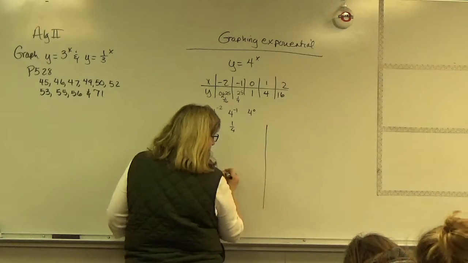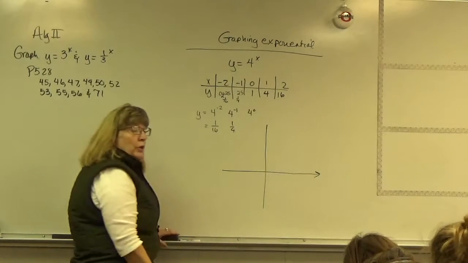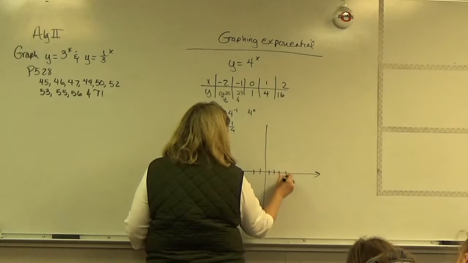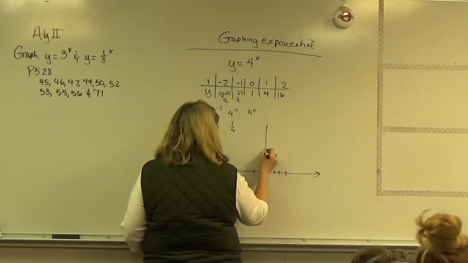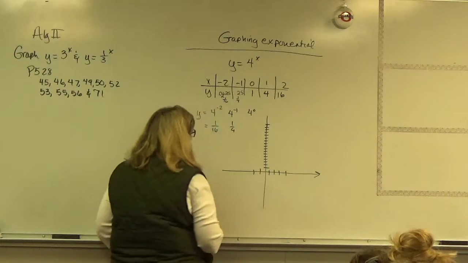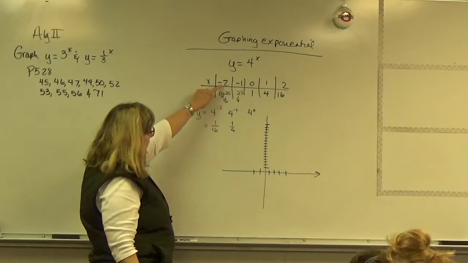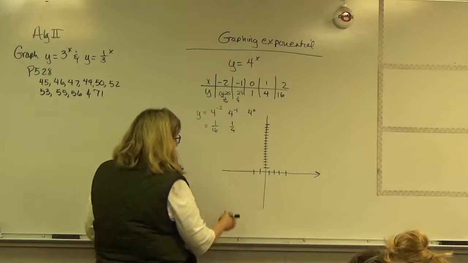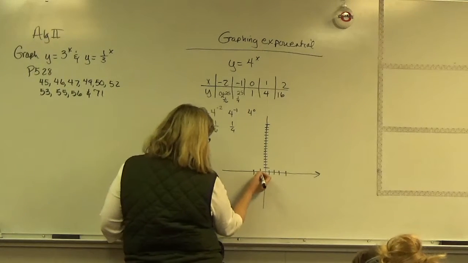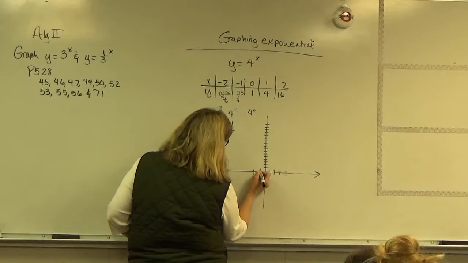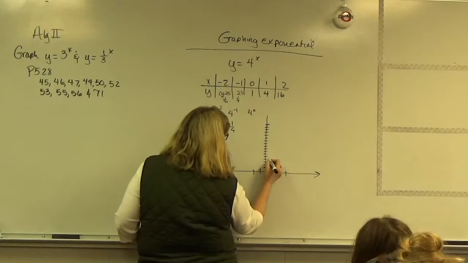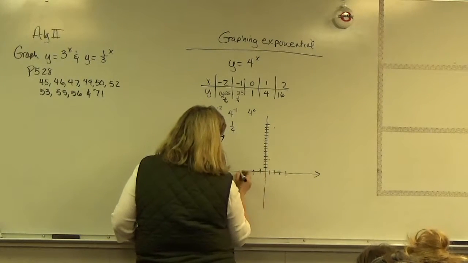Now, we're ready to graph, which you can either use T-graphs or you can use graph paper. Okay, so my first one would be go to the left 2 and up 0.0625. So not very much. Minute amount. Go over to the left 1 and up 0.25, or up a fourth. To 0 up 1, and over 1 up 4, and then over 2 up 16.